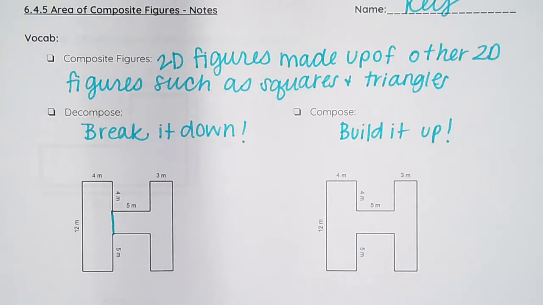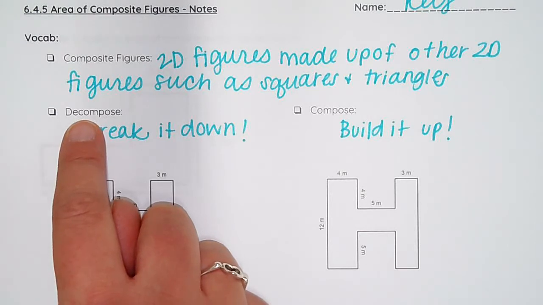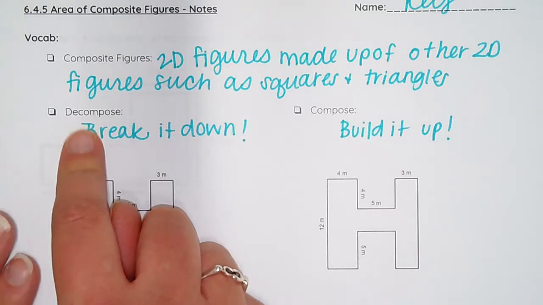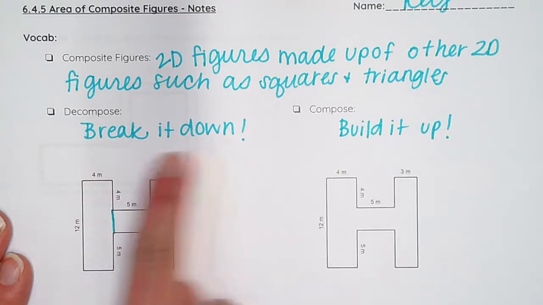There's two options when we are finding the area of composite figures. The first is to decompose. When I think of the word decompose, I think of worms decomposing. What the worms are doing is breaking the food and the soil down. So they break it down.